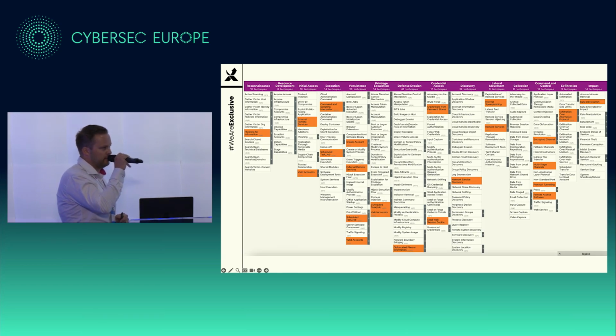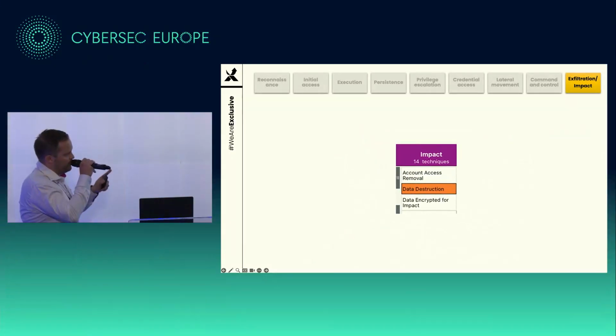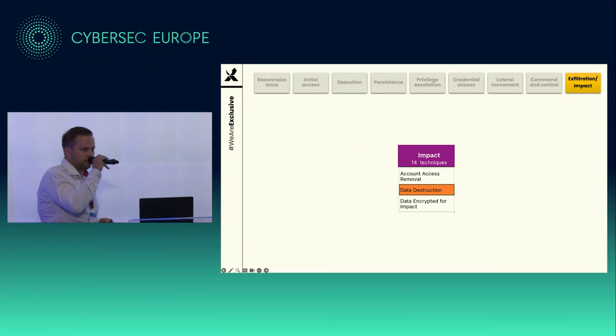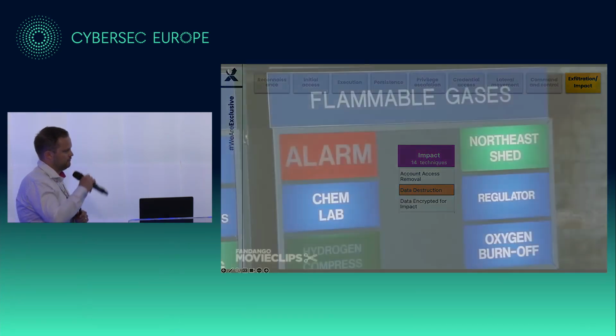Because we didn't discuss the impact yet. Data is out there, okay, that's bad. But what about the real impact? Usually data destruction. So that could be ransomware, but for an OT environment, they can do a lot more.